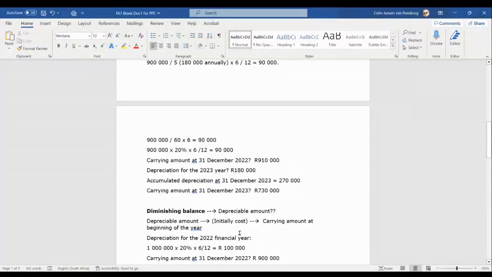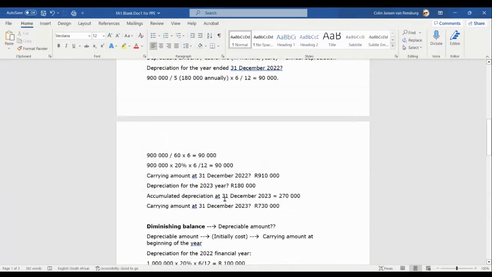I'm just going to repeat that. I know that you can listen to the recording hundreds of times, but I just want to make sure that this sinks in solidly. In our very first year of having that asset available for use, we are going to use the full cost of the asset as its depreciable amount. But that only applies to the first year. Every subsequent year, we are going to use the carrying amount at the beginning, the first day of that financial year, as our depreciable amount. Now, let us put that into action. Let us see how it works.